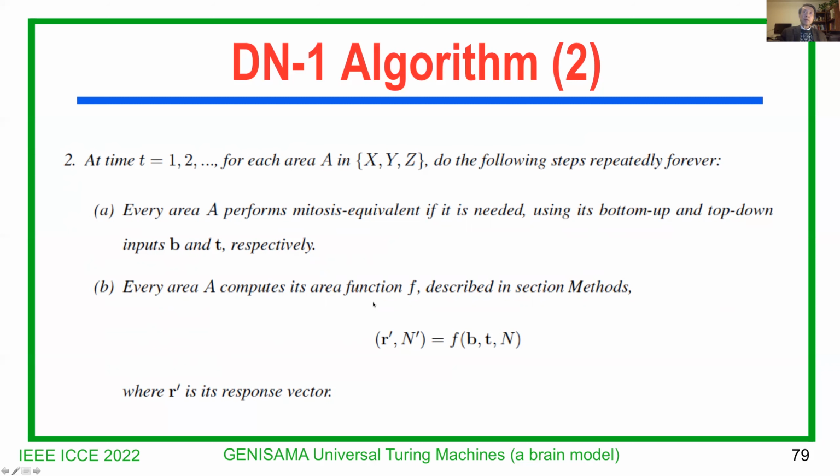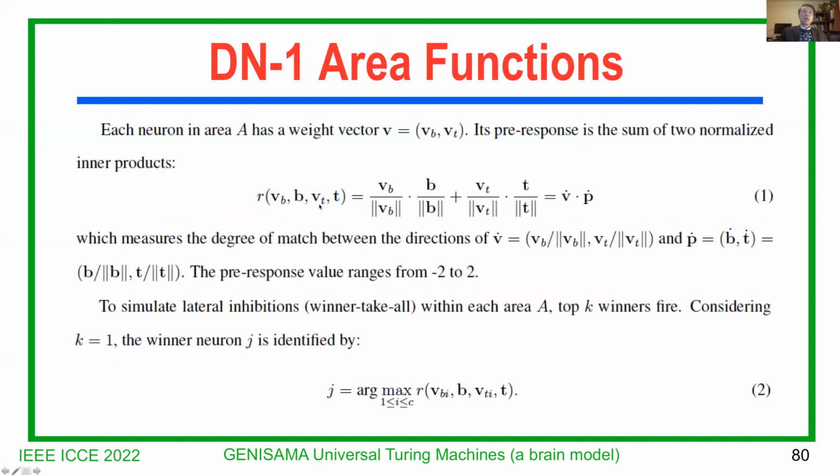Every area computes the area function. B for bottom-up, T for top-down, and the adaptive part. The area function will map to the new response and the new adaptive part. The R prime is the response vector. I will talk about the area function F later on. And compute this way, just like we did before. This is the normalized bottom-up energy and the normalized top-down energy, and you take the inner product. You add these two together, and the pre-response ranges from -2 to 2.